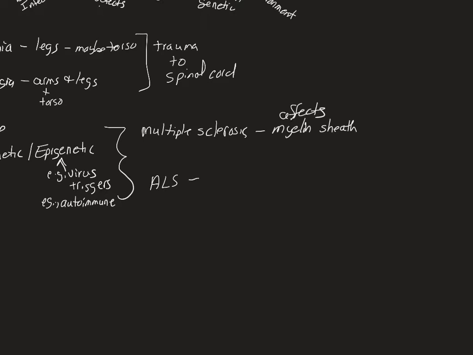ALS, what's interesting about this one is it's actually killing motor neurons, okay? So multiple sclerosis is affecting the Schwann cells. ALS is affecting the motor neurons, all right? And when you lose the motor neurons, then you end up getting muscular atrophy, and so forth, okay, and you begin to lose the cells, okay.